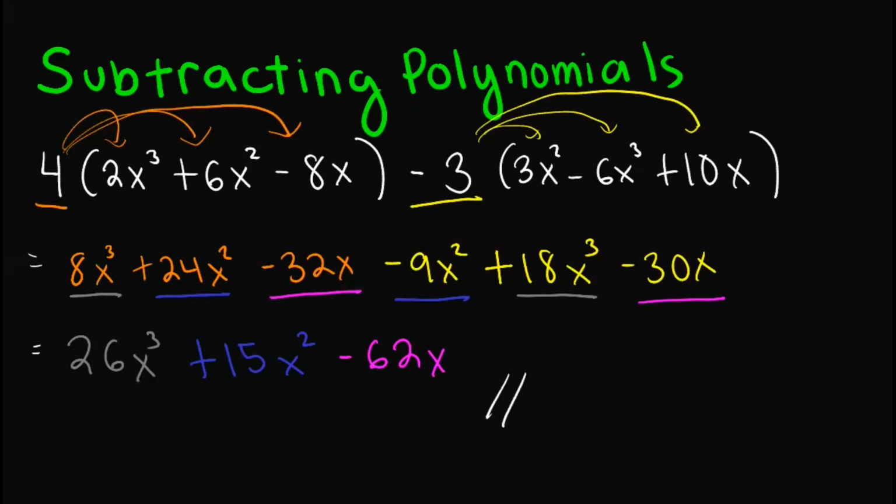And so that's how we subtract polynomials. Similar to how we add polynomials, we simply combine like terms. But we start with distributing the negative sign to each term in the polynomial beside it. So take note of that.